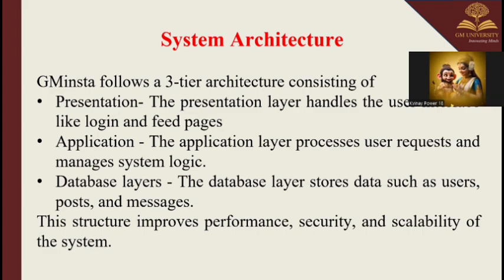Application layer. The application layer acts as the core processing unit of the system. It handles the user's requests, applies the business logic, and manages the communication between the presentation layer and the database layer. The database layer is responsible for data storage and management securely. It securely stores information such as user details, posts, comments, and messages. It ensures data integrity and efficiency. This layered architecture enables GM Insta to deliver a scalable, secure, high-performance system while maintaining clear separation of responsibilities across the components.